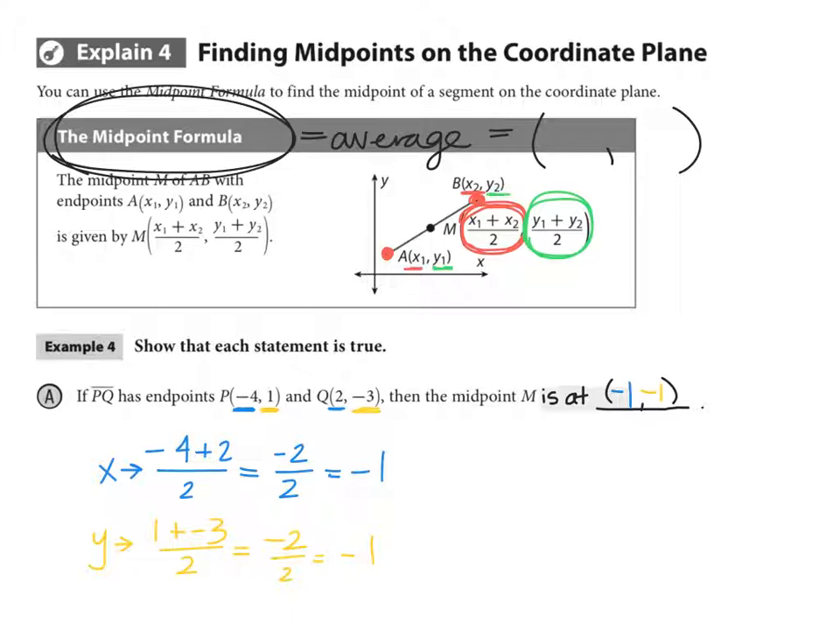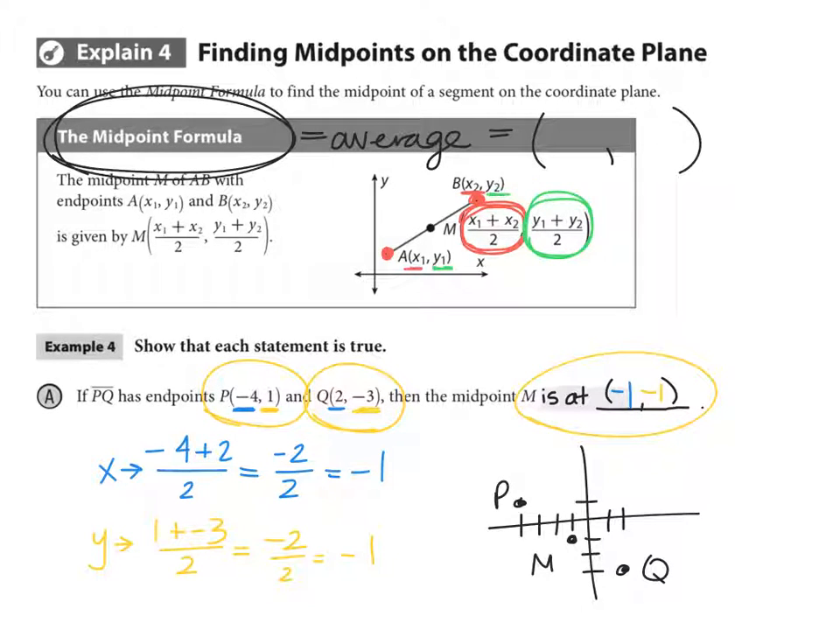All right, so remember, this is the midpoint. If you were to plot P, Q, and M, M should be in the middle. And just so you have some proof, I went ahead and plotted P, Q, and M, and notice that M is perfectly in the middle between those two endpoints, and that's what we want.